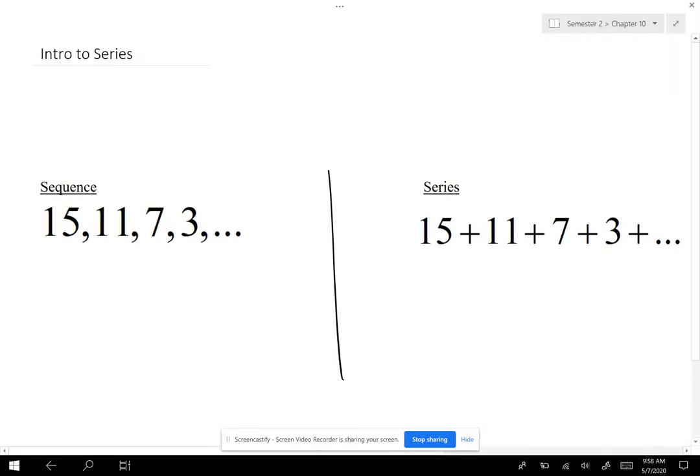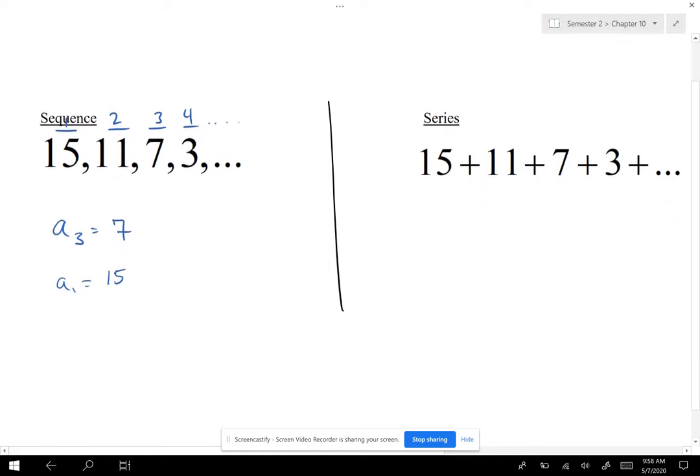So let's look at this sequence. It's going down by 4 each time. If I were to ask, for example, what is a sub 3? That means, if this is the first number, second number, this is the third number, this is the fourth number, and so on. A sub 3 means what's the third number of the pattern, which is 7. A sub 1 would mean what's the first number, which is 15, and so forth.